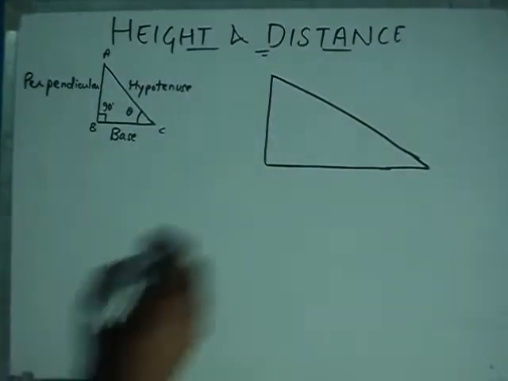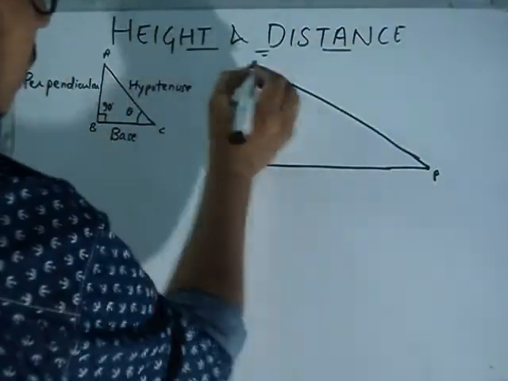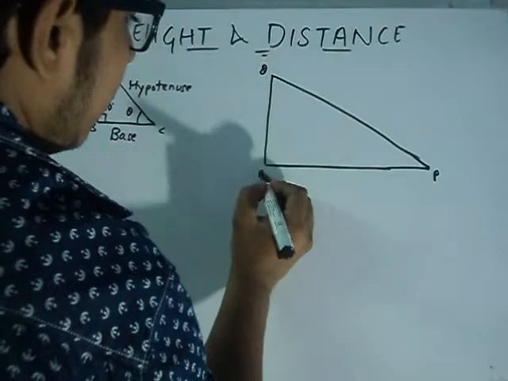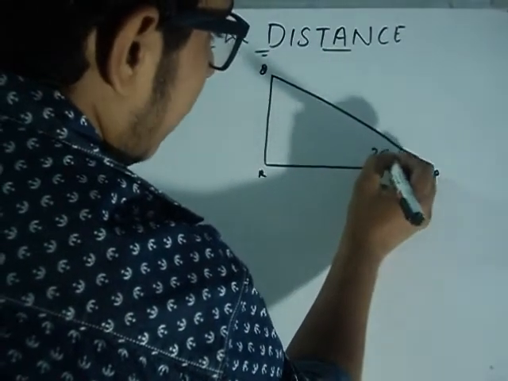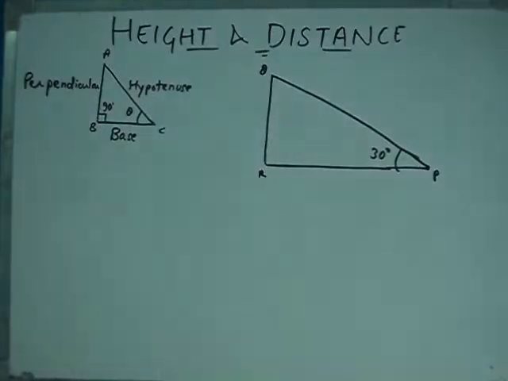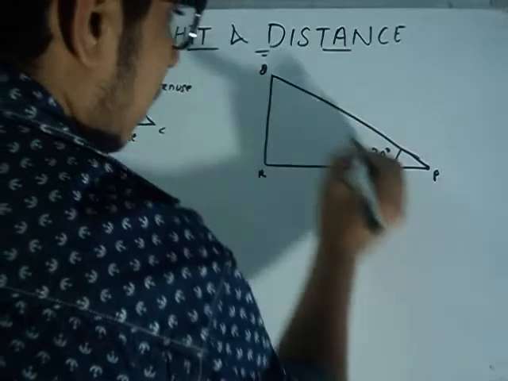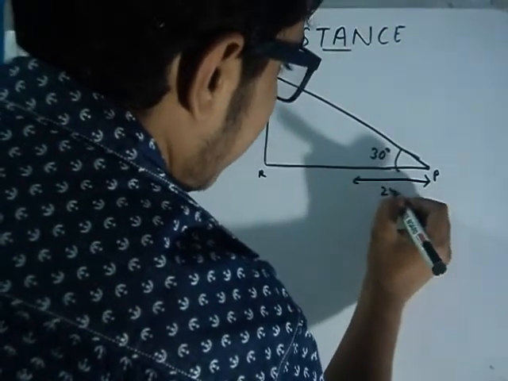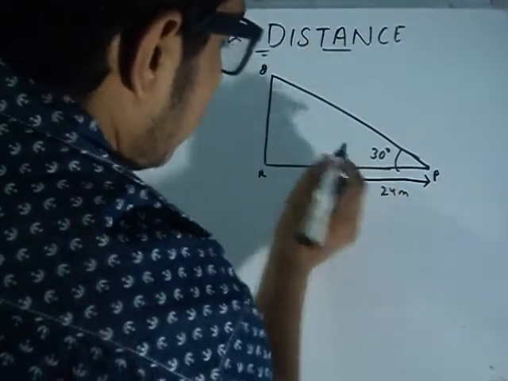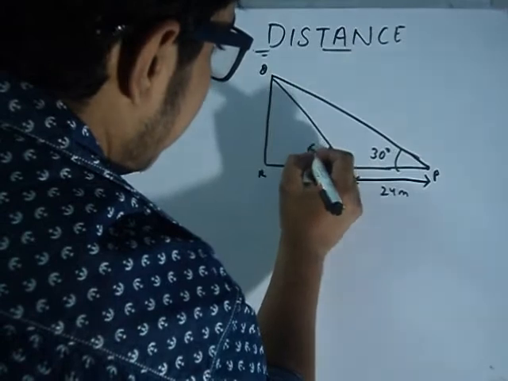We have a point like this, and a person standing over here, at Q or R, seeing the top of the tower with an angle of elevation of 30 degrees. After moving 24 meters toward the tower, like this is the starting point, the angle of elevation changes and its value is 60 degrees.